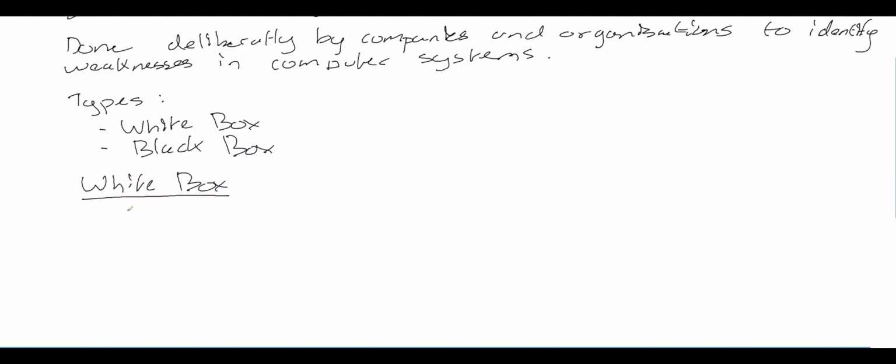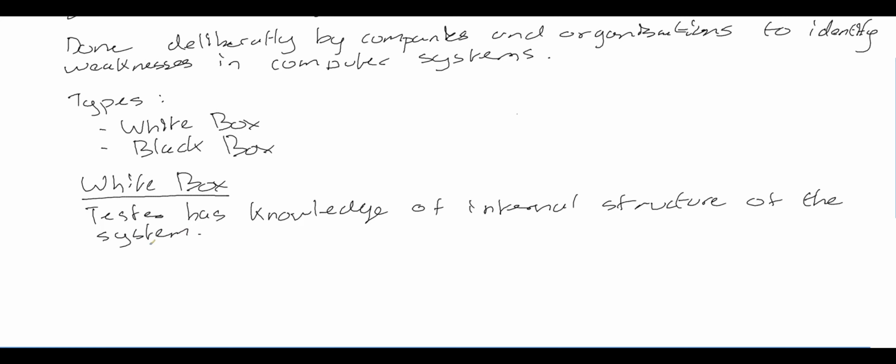White box penetration testing is where the tester has knowledge of the internal structure of a computer system before they start the test. This might be where the company that owns the computer system provides the tester with, for example, a map of their computer network. So the tester has that inside knowledge of what the structure of the network is like. And this has some advantages and disadvantages.